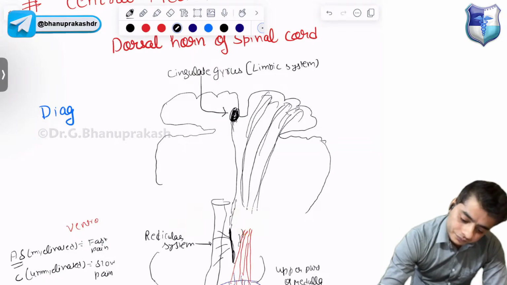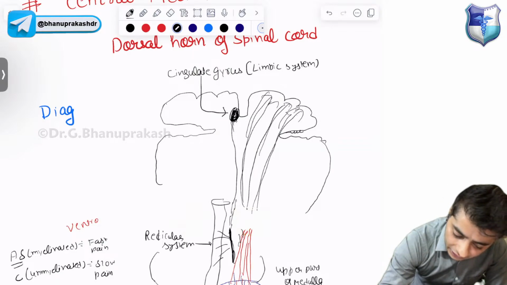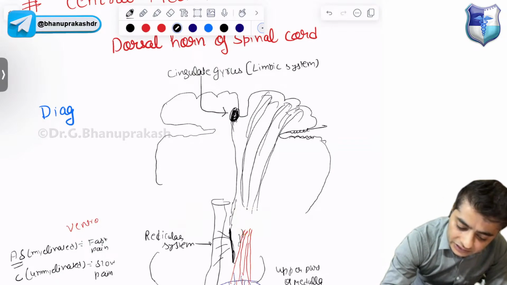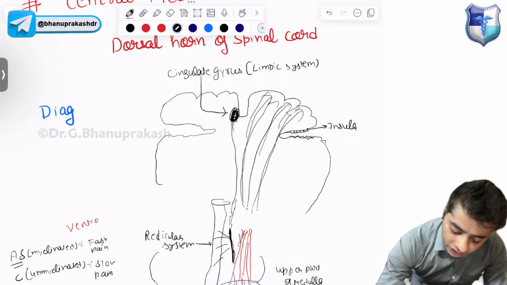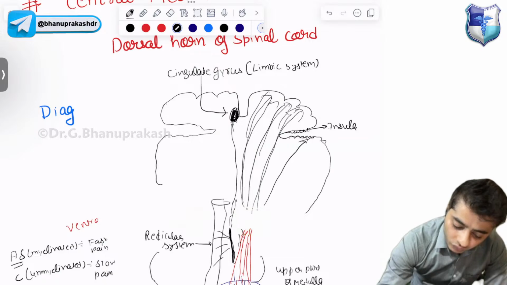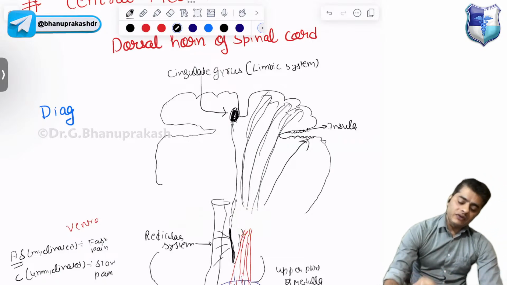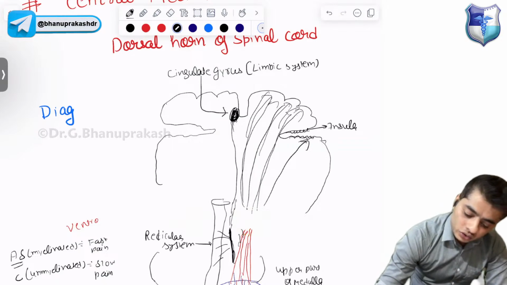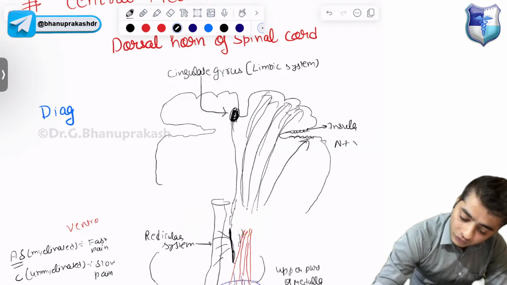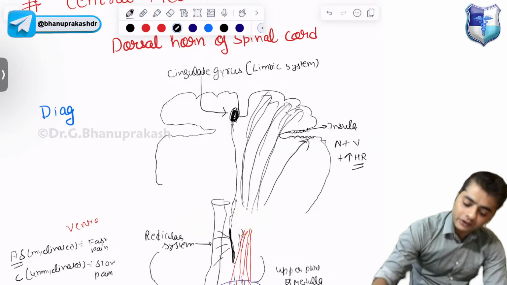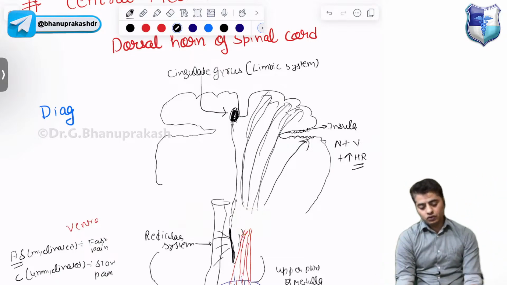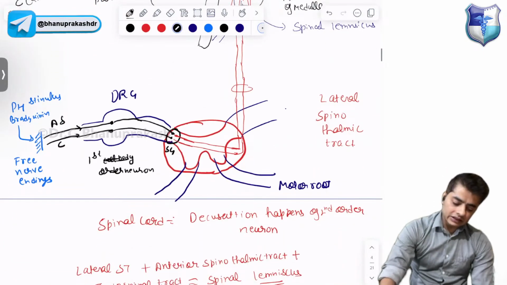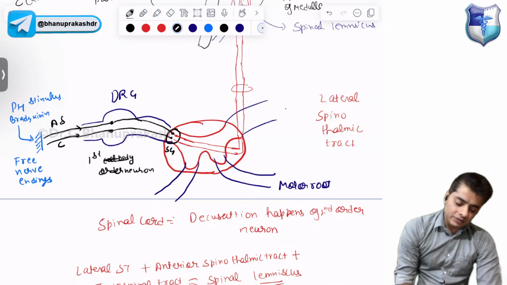And also there is this area in the brain. This is insula. Some fibers go there also. Now, what will these fibers do here? These fibers will lead to an autonomic response in pain. So, it will lead to nausea, vomiting, plus increase in heart rate. So, all these are part of our ascending nervous system.